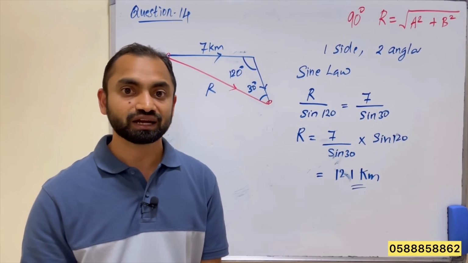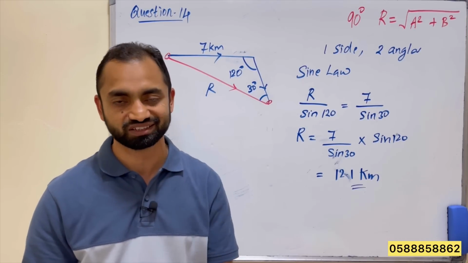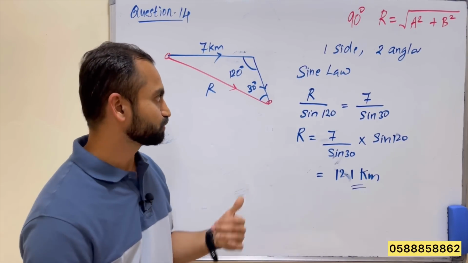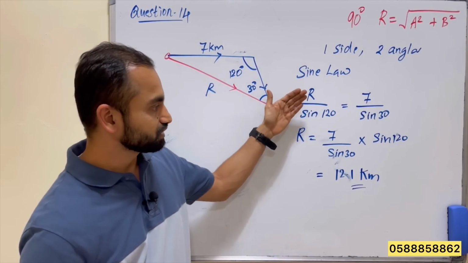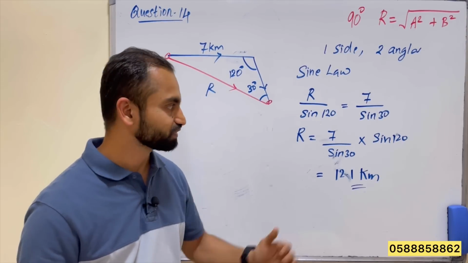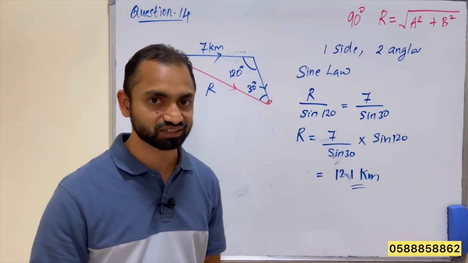See, the angle is not equal to 90 degrees. You know two angles and one side, so you will use the law of sines, or sine law. What is sine law? A side divided by the sine of its opposite angle is equal to another side divided by the sine of the angle opposite to that side.